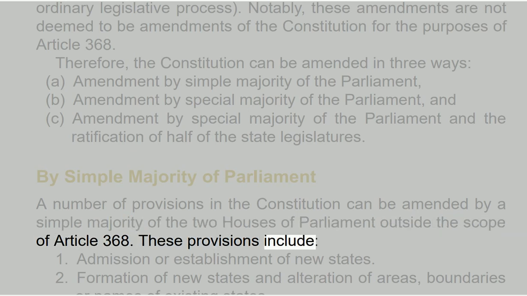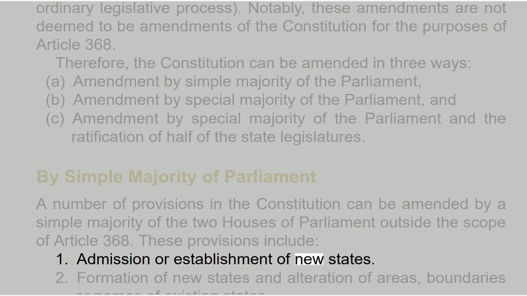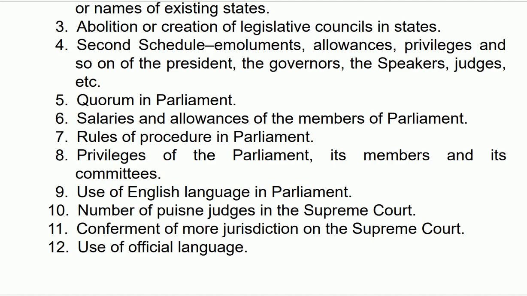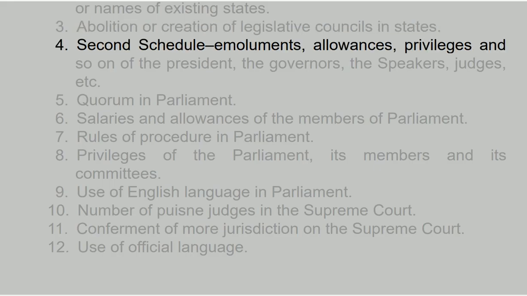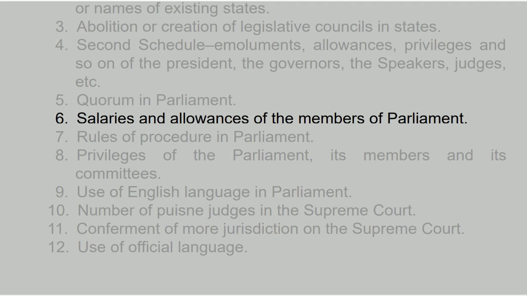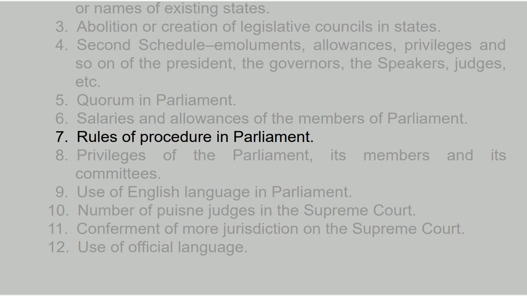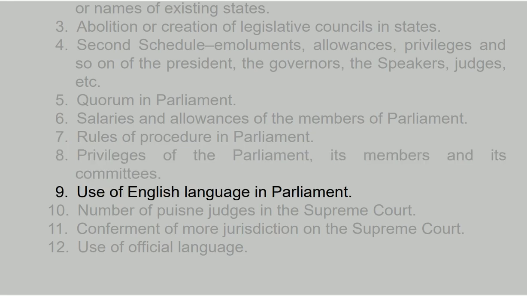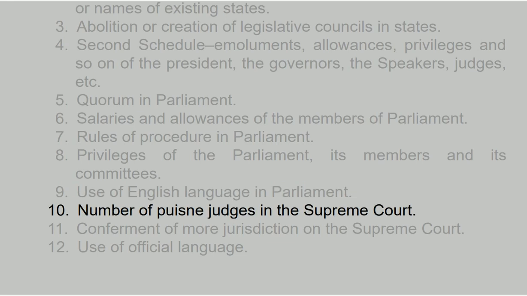These provisions include: 1. Admission or establishment of new states. 2. Formation of new states and alteration of areas, boundaries or names of existing states. 3. Abolition or creation of legislative councils in states. 4. Second Schedule: emoluments, allowances, privileges and so on of the President, the governors, the speakers, judges, etc. 5. Quorum in Parliament. 6. Salaries and allowances of the members of Parliament. 7. Rules of procedure in Parliament. 8. Privileges of the Parliament, its members and its committees. 9. Use of English language in Parliament. 10. Number of puisne judges in the Supreme Court.